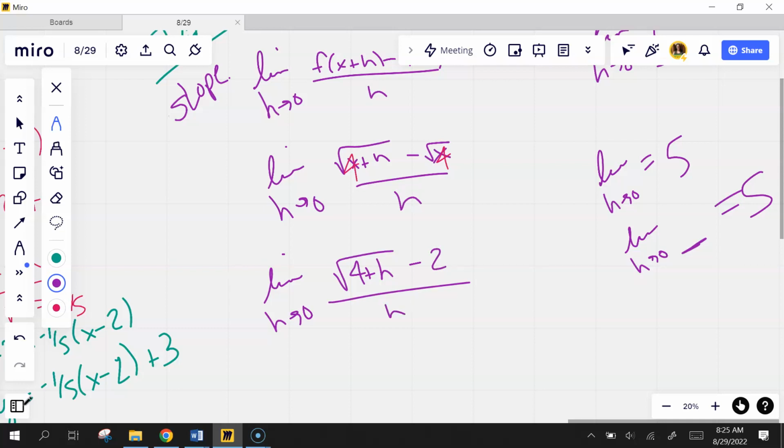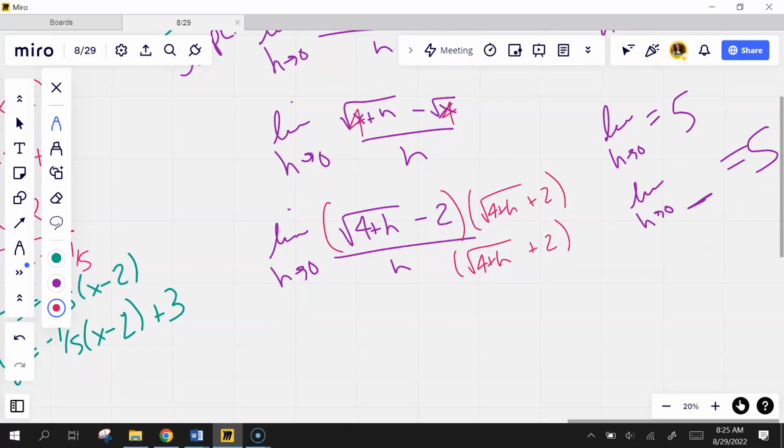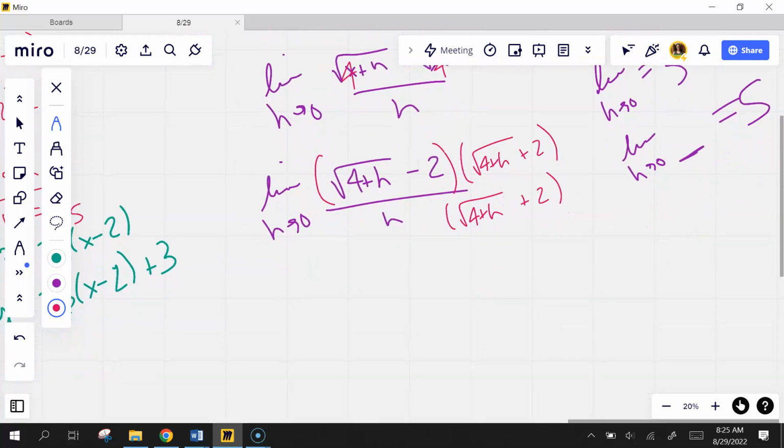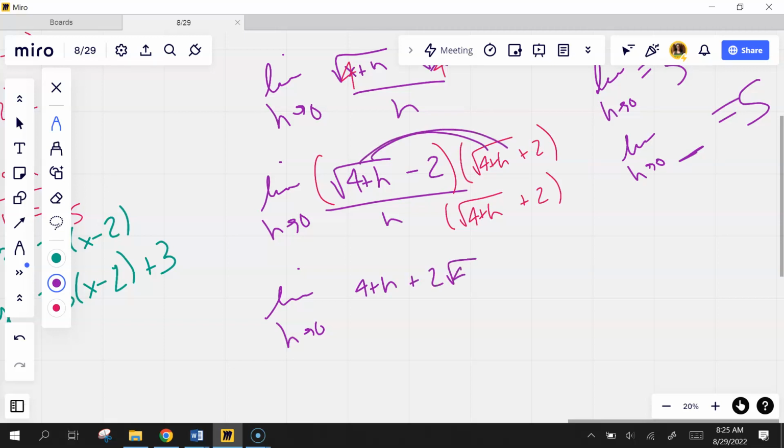So I'll do the conjugate here. Multiply top and bottom by the conjugate. Try to get something I can work with. Henry says the other way is easier. I'm going to leave that factored because I learned my lesson the last time. Limit as h goes to 0. I've got 4 plus h. 2 times 4 plus h. And if you don't want to write this middle part because you know it cancels, you don't have to.